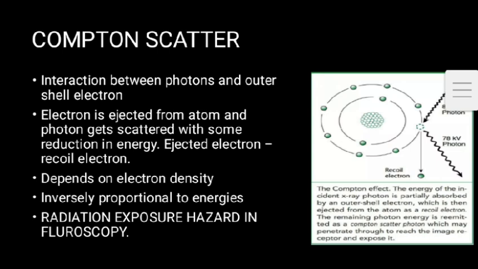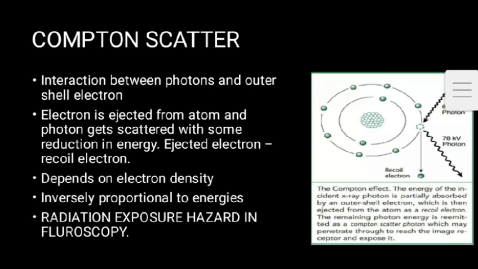Another type of interaction is the Compton scatter. In this, the interaction is between photons and outer shell electrons. As in coherent scattering low energy X-rays were used, whereas in Compton scatter we use moderate energy X-rays. The energy of the incident photon is partially absorbed and ejected as a recoil electron, and the remaining energy as scatter radiation, which reaches the image receptor and exposes it.